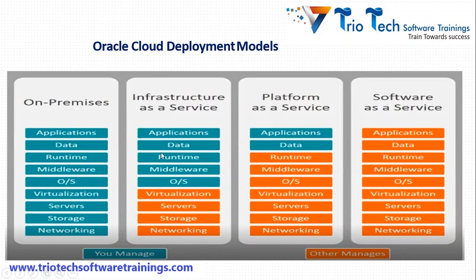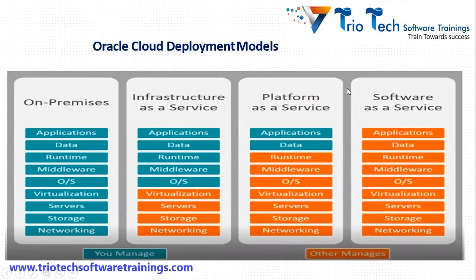Now infrastructure as a service, this was actually taken as part of on-premise. So it was a mix of things managed by Oracle and things managed by the client. Application, data, runtime, middleware, operating systems were managed by the client, and the remaining ones, the server, storage, networking, everything was managed by Oracle. So this was a mix, infrastructure as a service. But this was primarily used in the on-premise model.